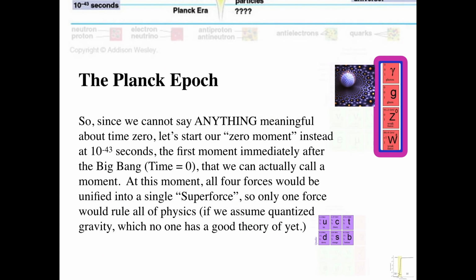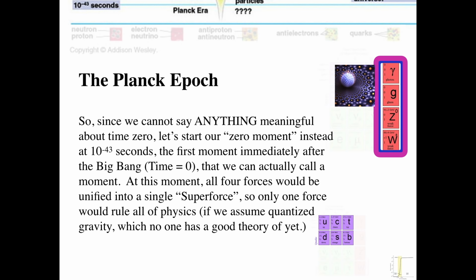So at the Planck epoch, we don't start anything at zero. We're not going to start our time thinking at zero because we want to do physics, not metaphysics. We can't really say anything meaningful about time equals zero, but we're going to start our moment at 10 to the minus 43rd seconds. And this is right after the Big Bang, time equals zero. Well, 10 to the minus 43rd seconds is effectively time equals zero, but there's a lot of time between 0 and 10 to the minus 43rd.